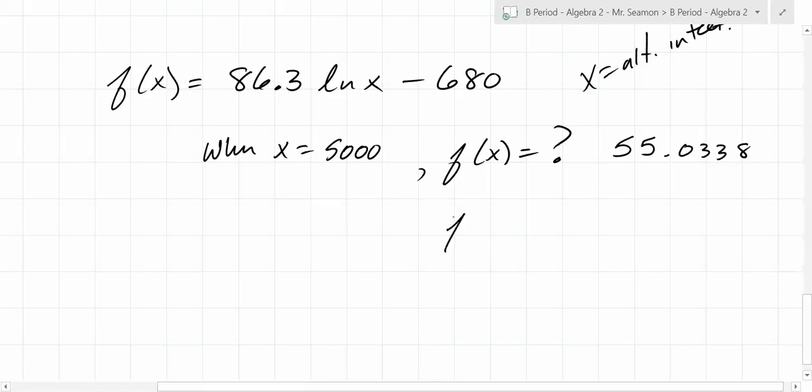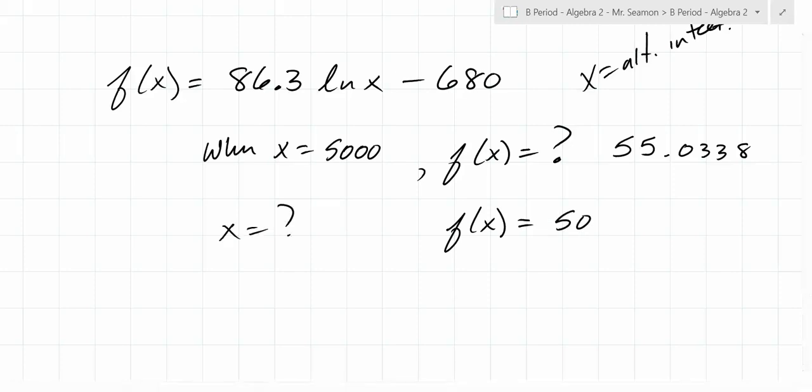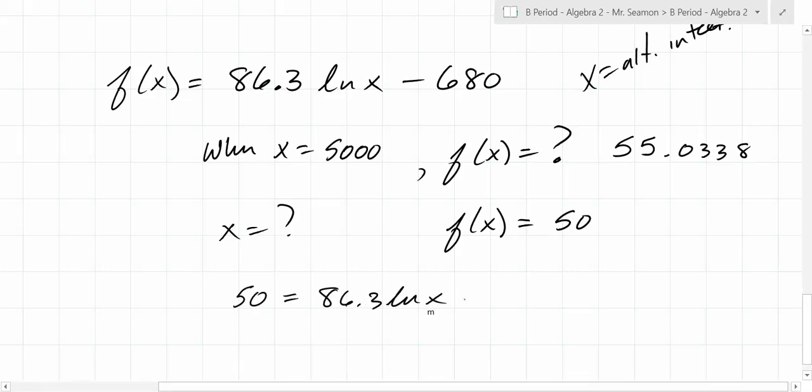Okay, so solve this for me. How about this one? F of x is equal to 50. What does x equal? Do that for me. So you have to do a little bit of algebra first, right? What equation do you need to set up to solve? 50 equals, good. 86.3 ln x minus 680.